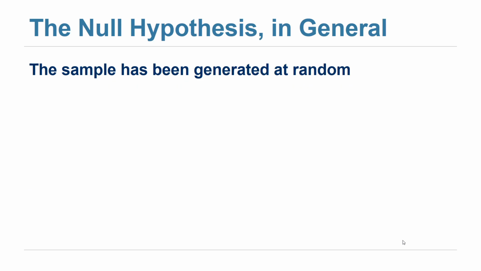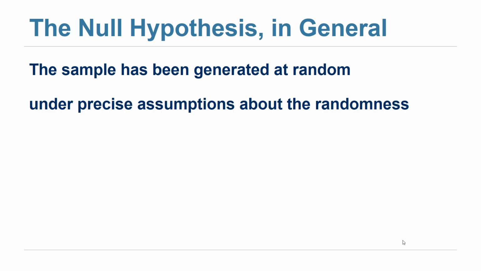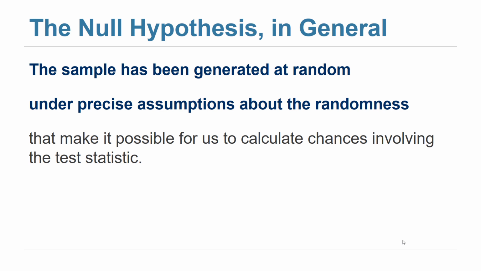So the null hypothesis, in general, is about assuming that the sample has been generated at random under the precise assumptions about the randomness, which is the null hypothesis, and that will allow us to make simulation. It will allow us to calculate chances involving the test statistic. So the simulation will predict values for the test statistic. From these predicted values we have the distribution, and then we can compare it with the test statistic value that is computed from the data.